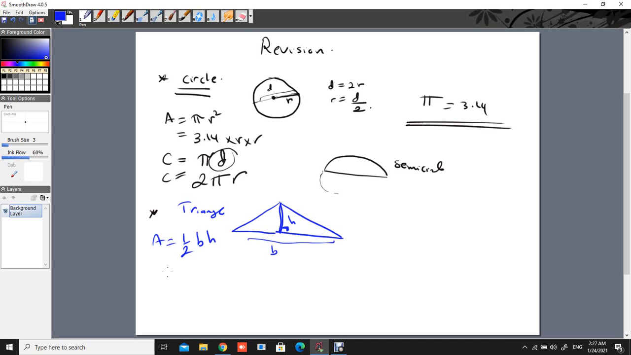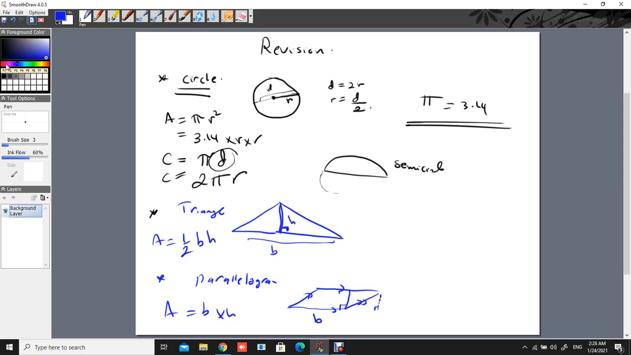Now for the parallelogram, if you have a parallelogram, this is the base, it means these two sides are equal and parallel, and this is the height. So here the area equals base times height.